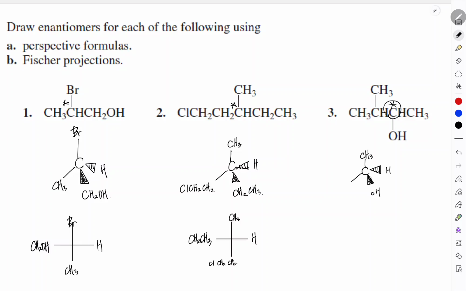You can do the same thing for 2 and 3. But my suggestion here is, if you are not familiar with this, you can draw the perspective formula one by one and try to match the correct Fischer projection to it. That's how you can cross-check the perspective versus Fischer projection for the same 3D configuration. That's how you can draw the 3D architecture in your head.